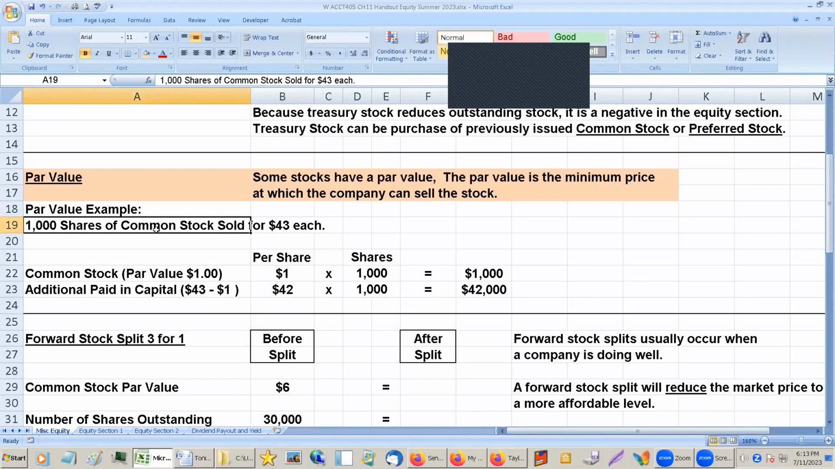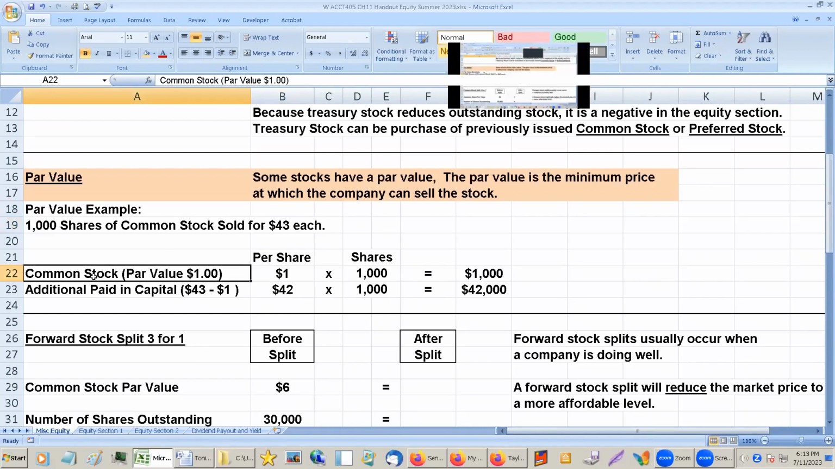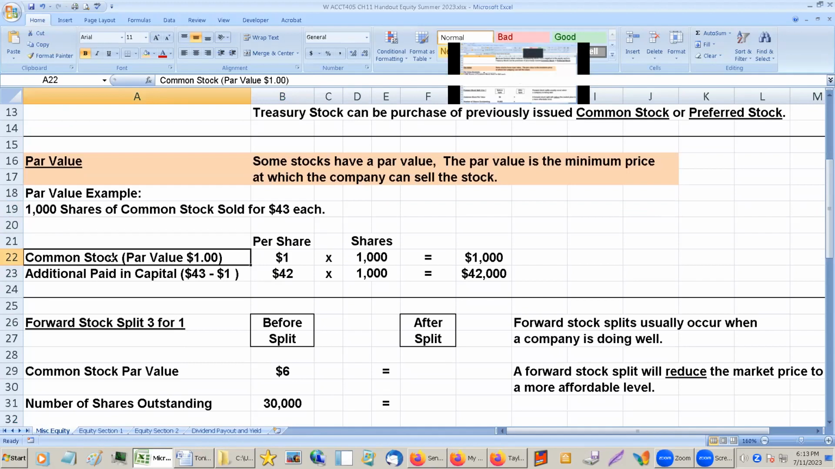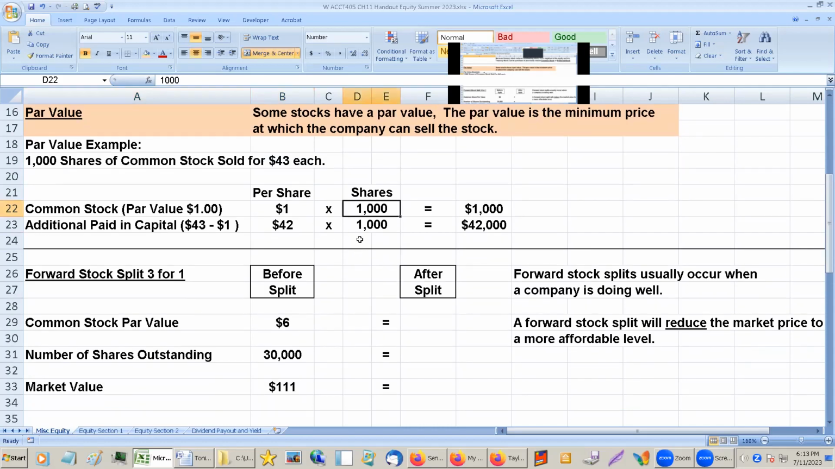So here's how this works. Suppose that we have common stock with a par value of $1. We can't sell it for less than $1. And we sold 1,000 of them for $43. Okay, so here's what it looked like. Our common stock would be on the books for $1. That's the minimum amount. We sold 1,000 shares. So this would be on our books for the common stock.